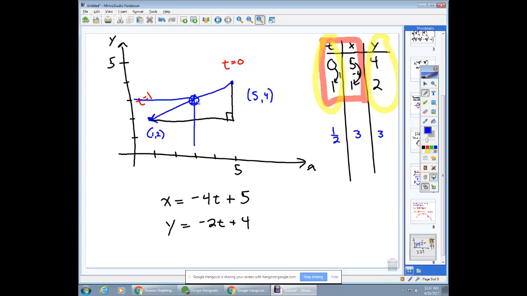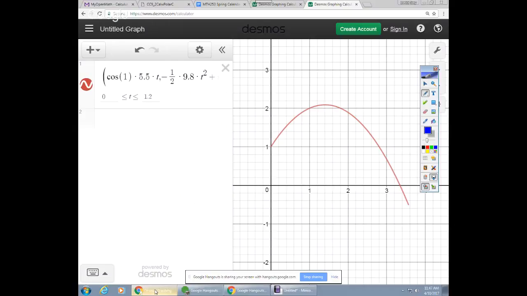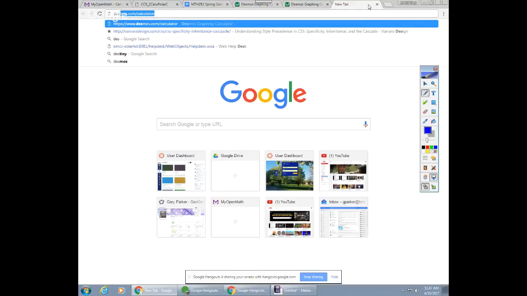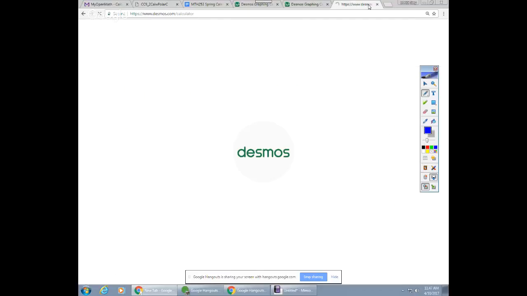All right, let's see if we can get Desmos to agree with us. Let's do another Desmos graph, unless we need, oh, we're almost out of time for fun with this? Man, that went by way too fast. I had another wicked cool example to show you.